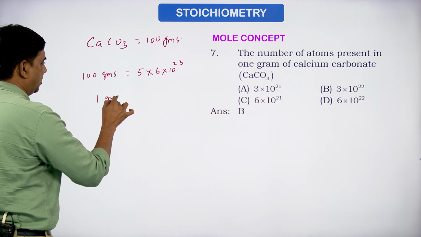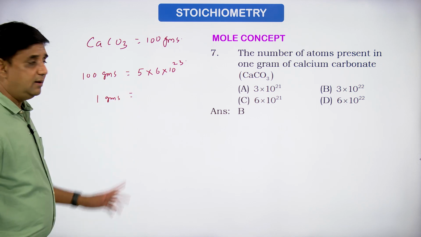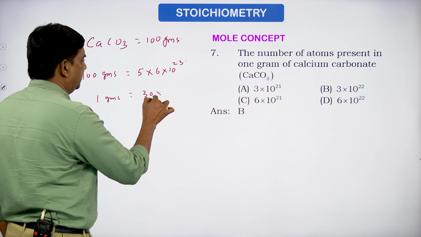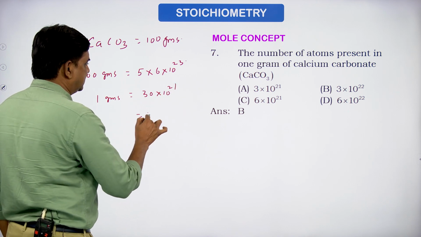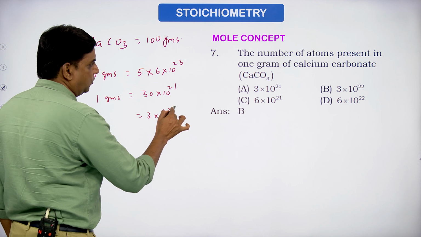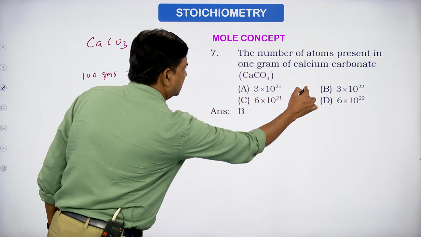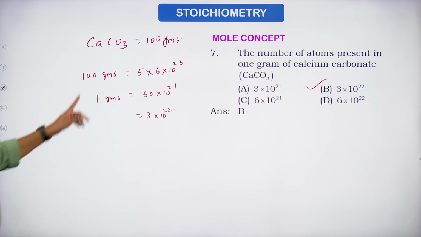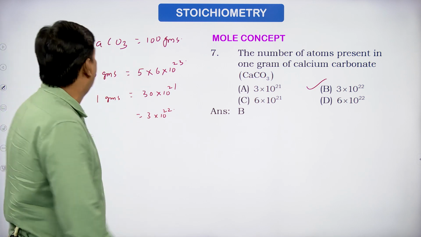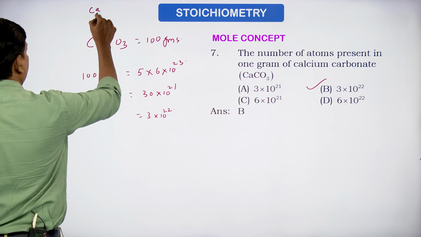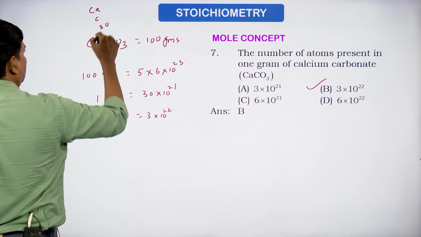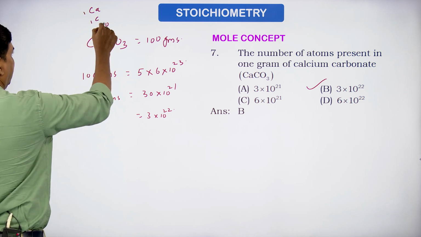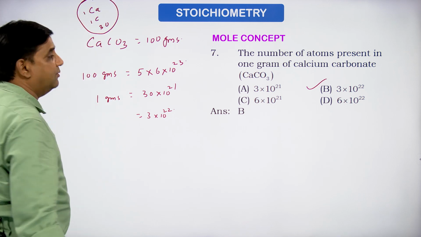1 gram contains how much? Divided by 100 this side, divided by 100 that side. Then that is 30 into 10 power 21, which is equal to 3 into 10 power 22. So this is the answer. Because 1 calcium carbonate contains 1 calcium, 1 carbon and 3 oxygen atoms. Total how many? 5.